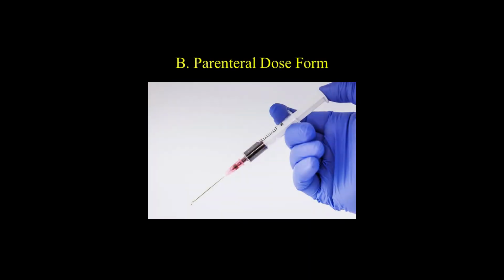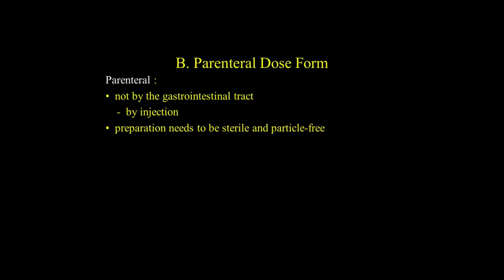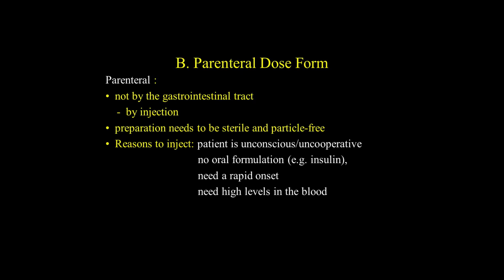Right now, from oral, we will move on to parenteral dose forms. Enteral means through the gastrointestinal tract, and so parenteral means not by the gastrointestinal tract, such as by injection. Anything injected has to be sterile and particle-free. What are some reasons to inject a drug? The patient could be unconscious or uncooperative, when oral formulation is not possible, for example insulin, or when we need a rapid effect or we need high levels in the blood.